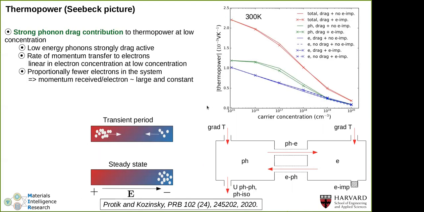What happens is the rate of momentum transfer to the electrons is linear in electron doping concentration in the low doping limit. At the same time, there are fewer electrons in the system. So the momentum received per electron is still large and constant, which is why this green curve is saturating to a constant value at low concentrations.